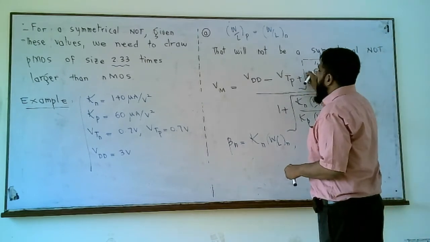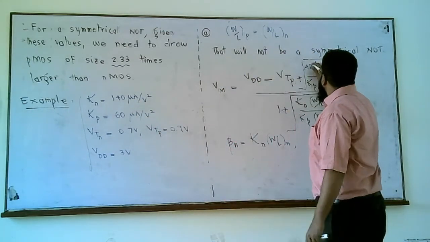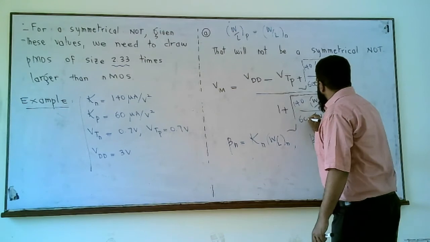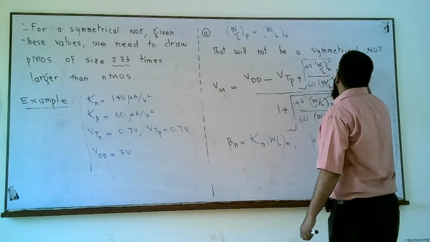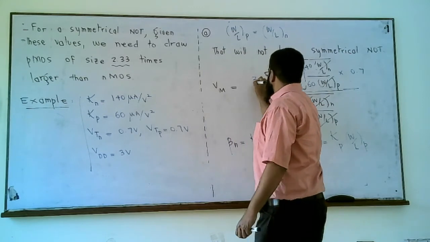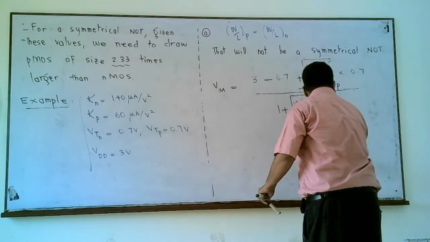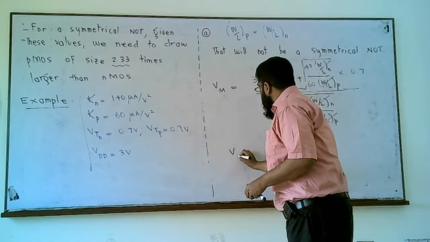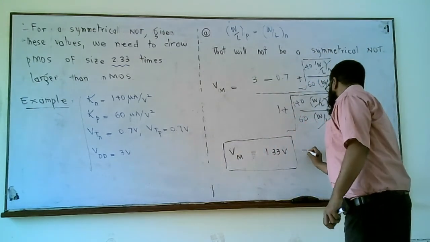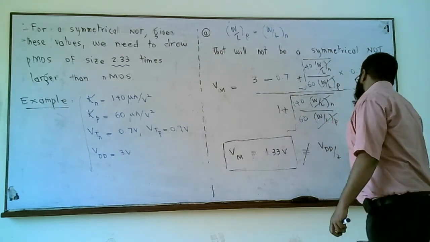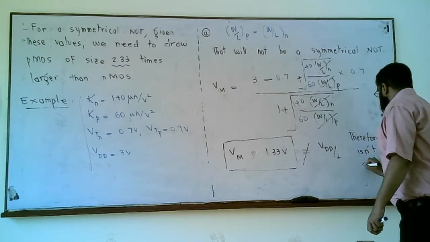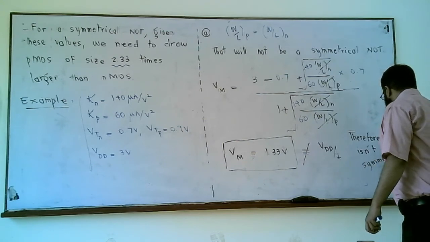Now we are able to put in the values. Instead of kappa N we put 140, kappa P is 60, VTN is 0.7, VTP is 0.7, VDD is 3. That's all, now we are done. And this VM, if you calculate it yourself, comes out to be 1.33 volts. So it's not 1.5, it's not equal to VDD by 2. Therefore, it is not symmetric. It isn't a symmetrical NOT.